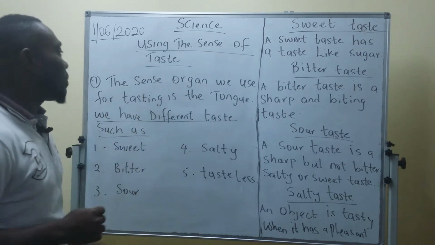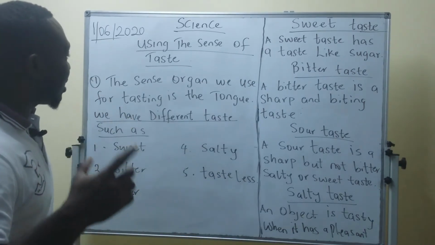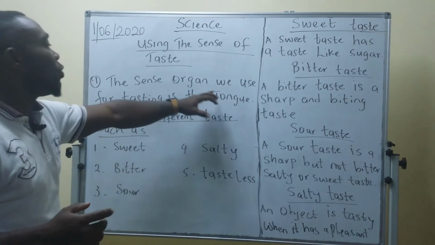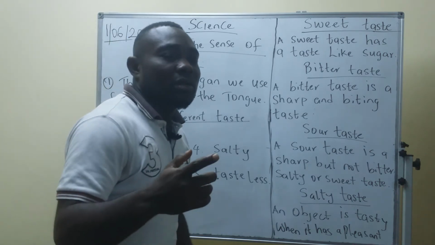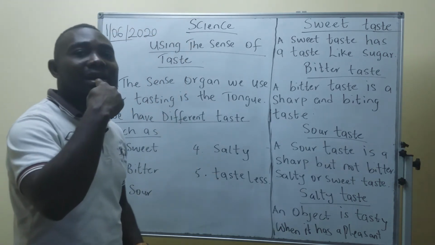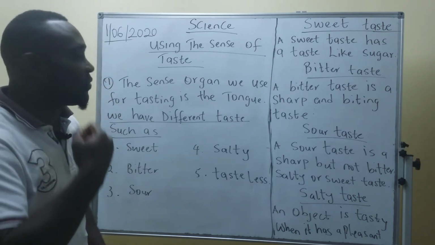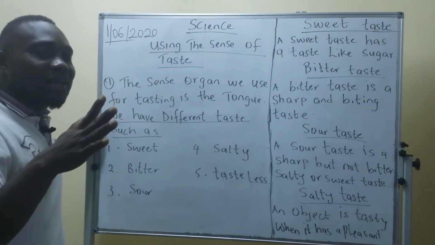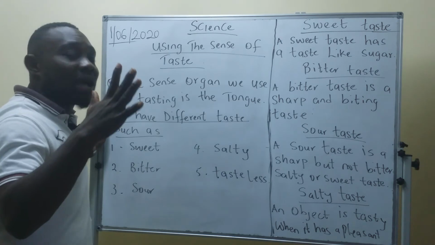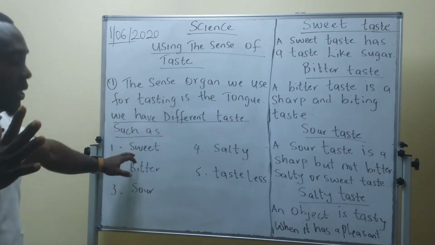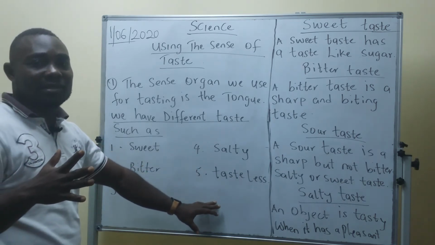Let's recap one more time. Using the sense of taste. The sense organ we use for tasting is the tongue. And the tongue can be found where? In the mouth. Okay? Now we have 5 different types of taste: the sweet, bitter, sour, salty, and tasteless.